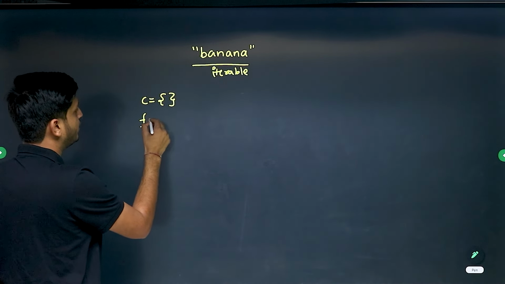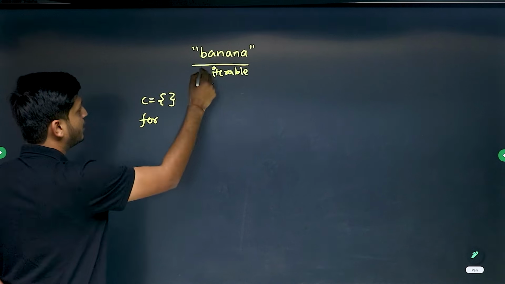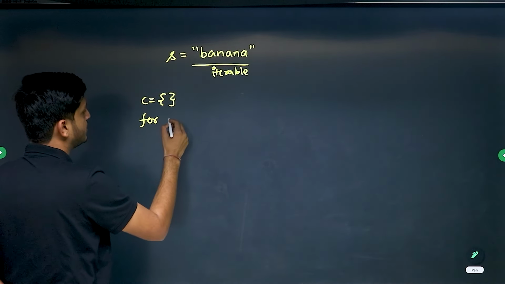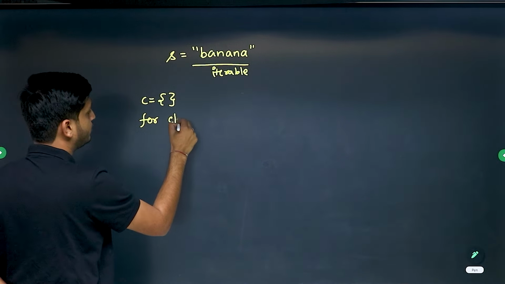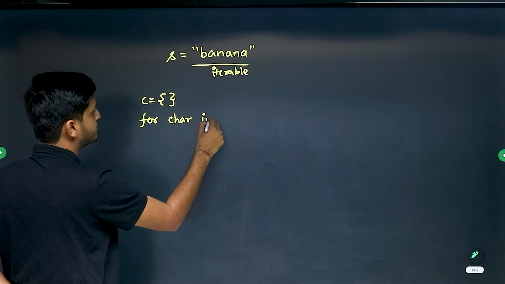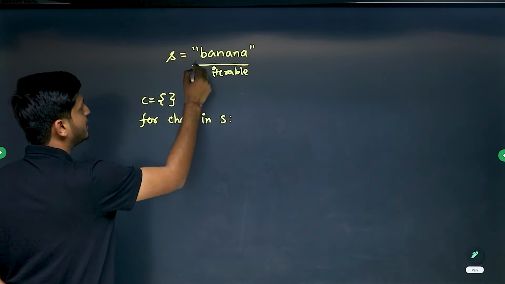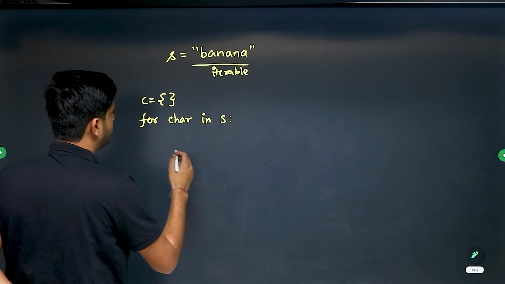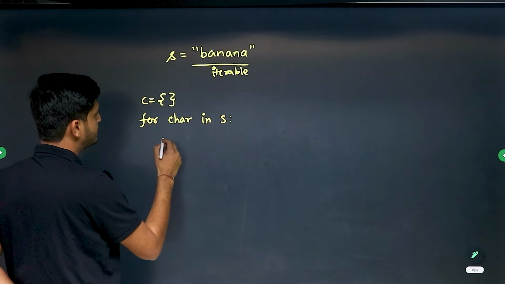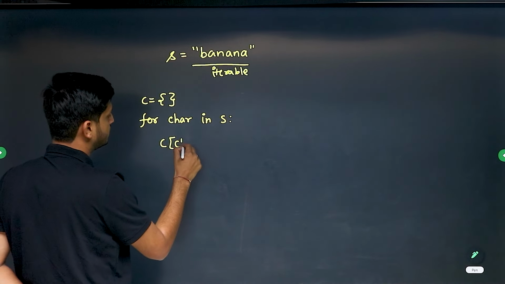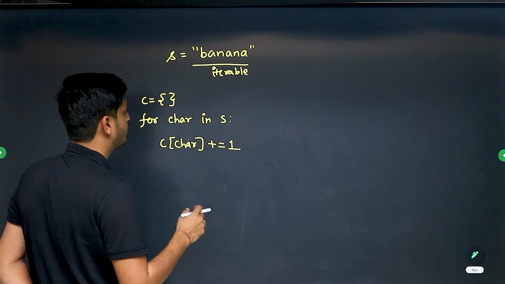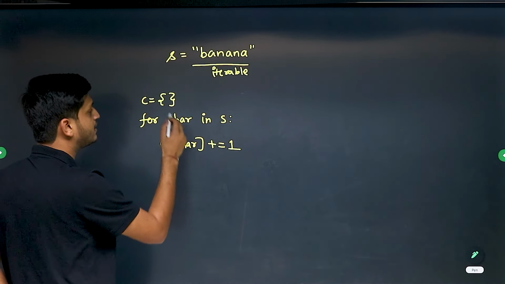And now I'm saying for every character in this string banana, let's say this is present in the string S. So for char in S, char will take B, then A, then N, then A, then N, then A, these values. What will I do? I will say C of char plus equal to 1. Right? Whatever was the count of this character in the dictionary before.